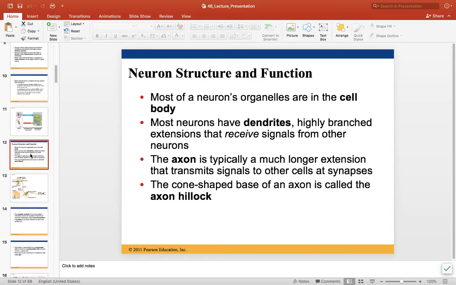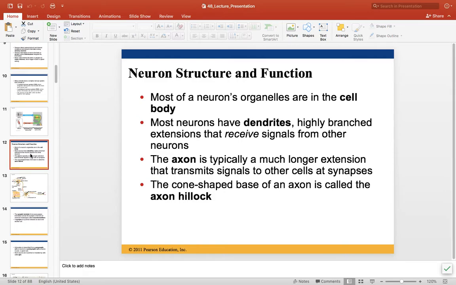Okay, so neuron structure and function. So neurons look a little bit different than most cells in your body. They have kind of a funky shape. Most of neurons' organelles are going to be within the cell body. Most neurons are going to have dendrites, which are highly branched extensions that receive signals from other neurons.